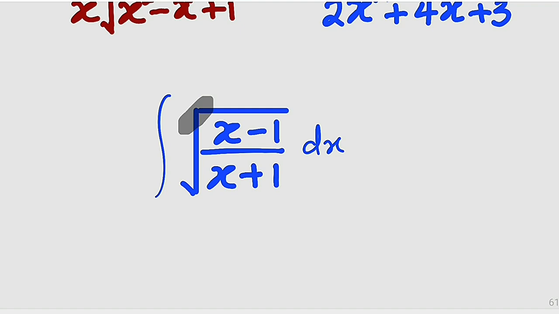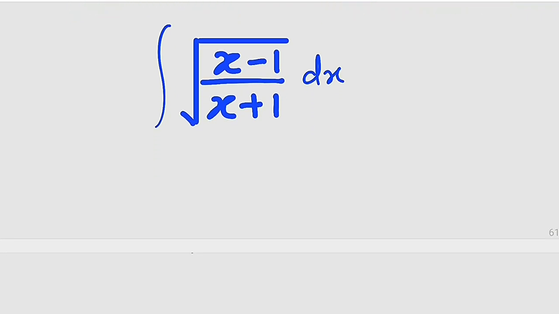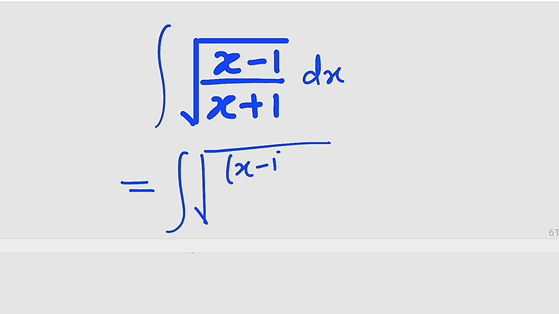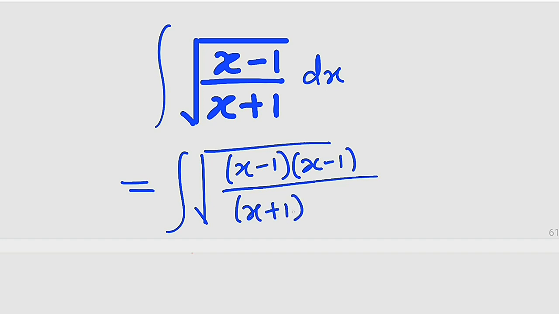Therefore, let us simplify the radicand a little bit by multiplying the top and the bottom by x minus 1. So let's do that. It will not change anything. So this is the integral of the square root of x minus 1 multiplied by x minus 1. You do the same thing to the bottom. We have x plus 1 multiplied by x minus 1 with respect to x.